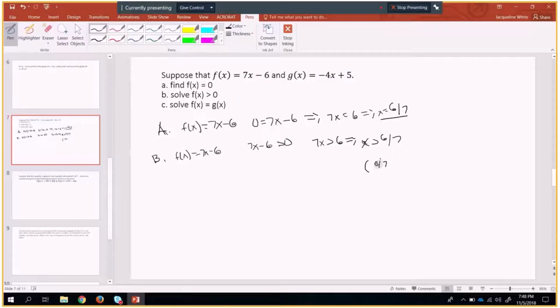Comma, if x can be any greater number than 6 over 7, then that takes care of every single other number up to infinity. And that is that. All right, that's part B. So let's move on to part C.